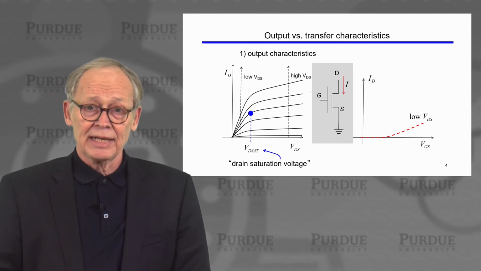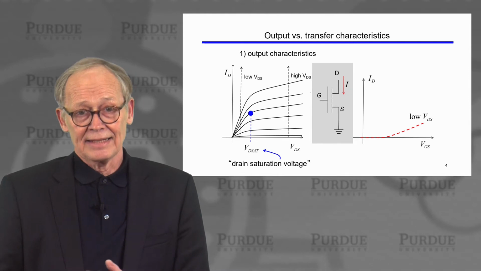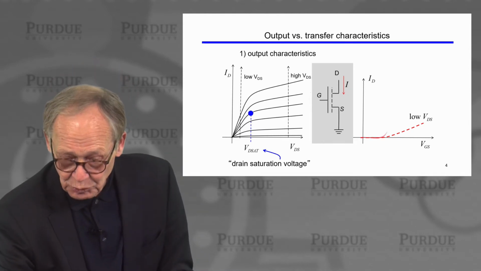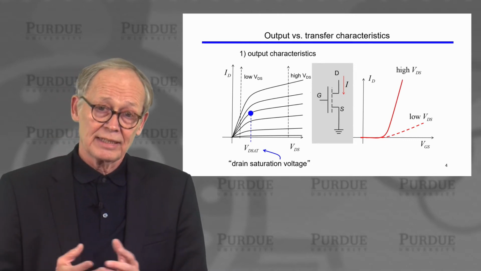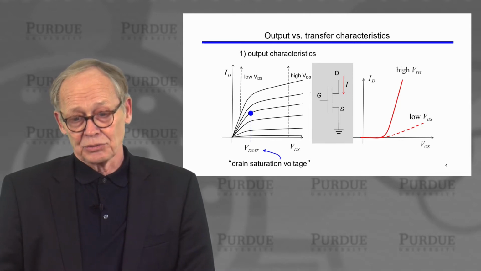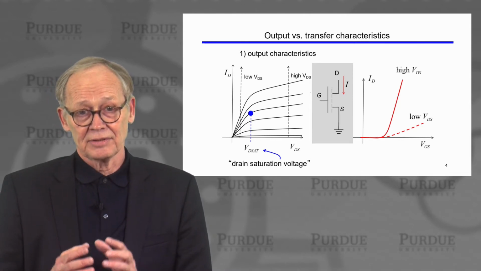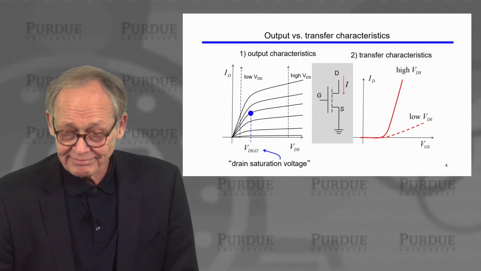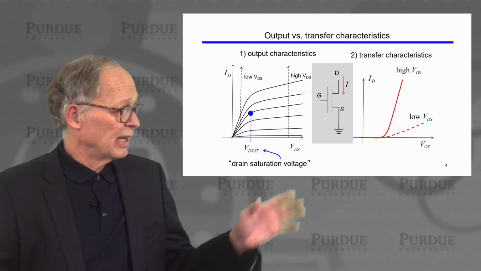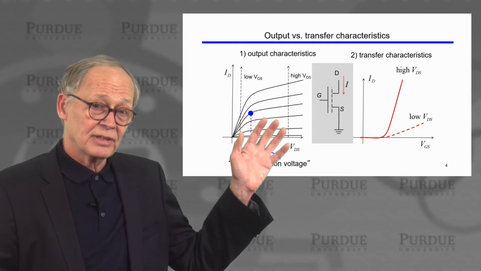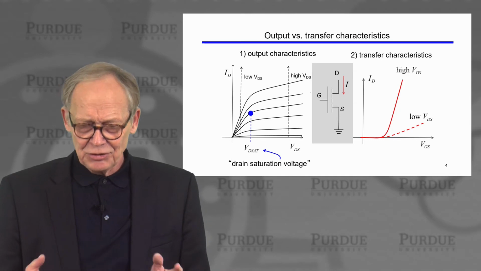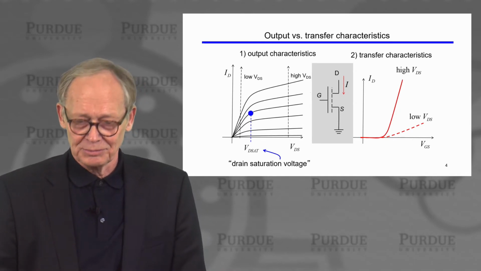If we fix the drain to source voltage at a high value, then we could sweep the input voltage and we could get another curve, output current versus gate to source voltage at a high fixed VDS. That's the transfer characteristic. So same transistor, but we're plotting the output characteristics on the left or the transfer characteristics on the right. And you should be familiar with what these terms mean.